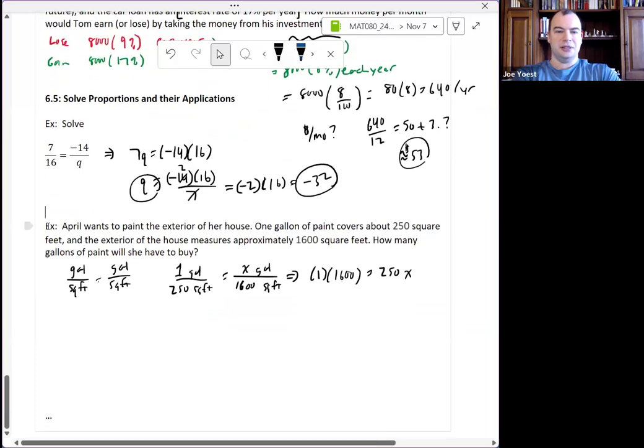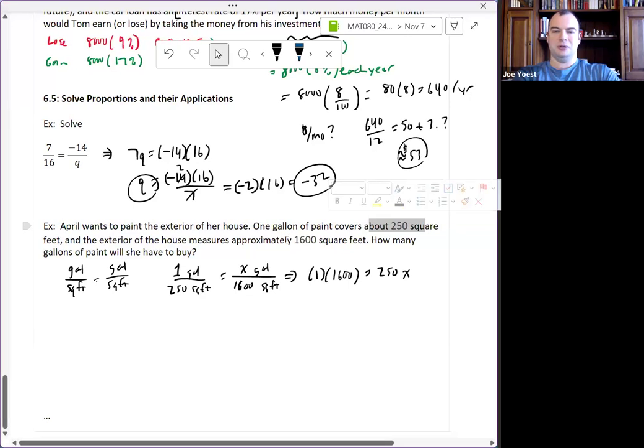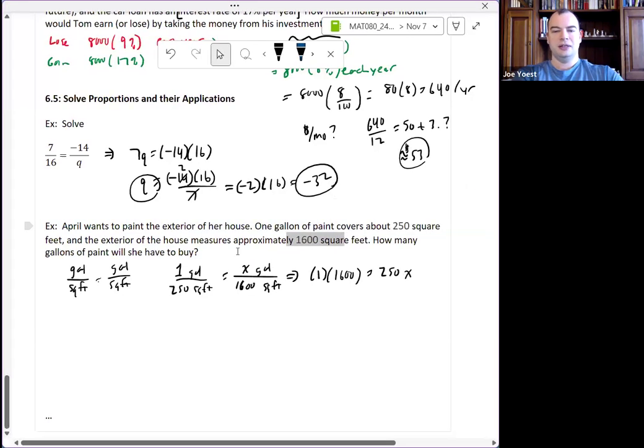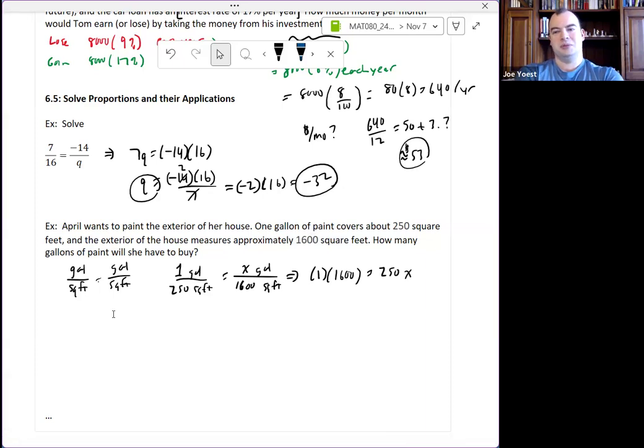And then lastly, April wants to paint the exterior of her house. 1 gallon of paint covers about 250 square feet, and the exterior of the house measures approximately 1,600 square feet. How many gallons of paint will she have to buy? And we'll answer this question completely mathematically. Again, we discussed some of the nuances with the actual decision making last time.